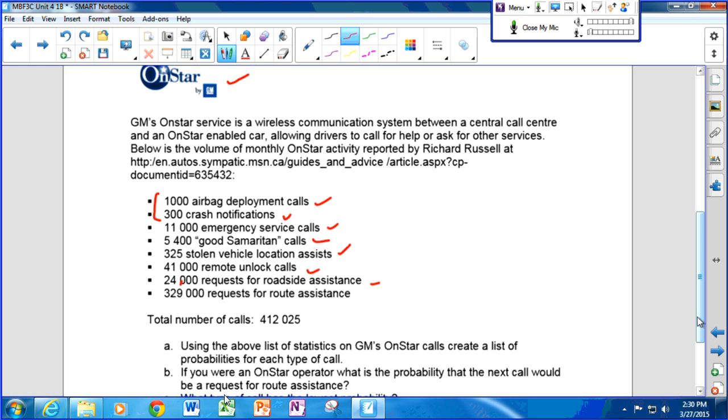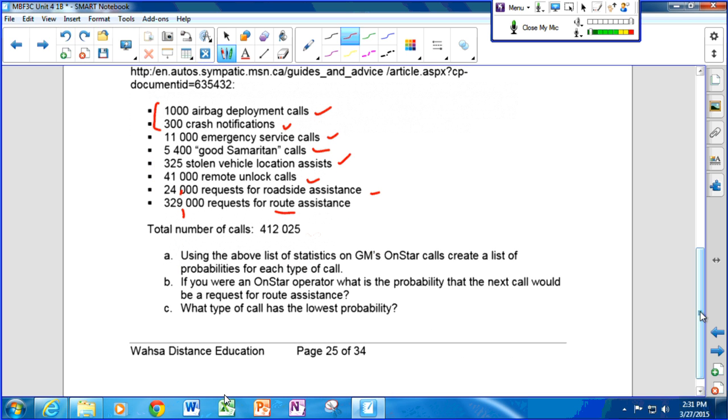And then look at this pretty big number. Requests for route assistance, which is a nice way of saying directions, isn't it? Right? Okay. And again, we don't get lost very much in the north here because we kind of figure out where we're going before we go. But down south, there's so many roads and so many turns, and they'll get lost quite a bit.